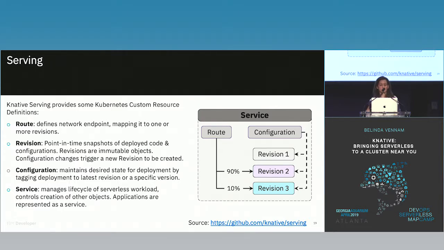These are some of the CRDs that Knative serving provides. There's a route, and that's what handles the network endpoint for your application. That route will be mapped to one or more revisions. A revision is just that point-in-time snapshot of your deployed code. Revisions are immutable objects, so anytime there's a new configuration change, you'll trigger a new revision to be created. And then finally, service, which I want to highlight because applications in Knative are represented as a service.